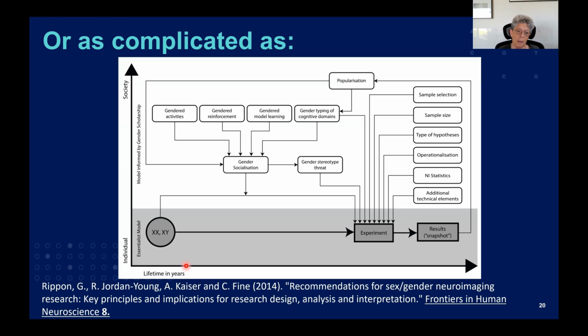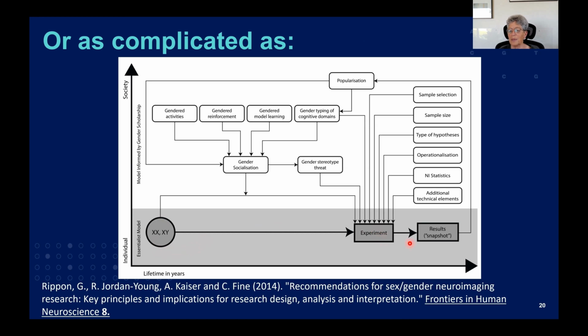Or it can be complicated. In this example from Rippon et al., who made recommendations 10 years ago for gender, sex, and neuroimaging research, they modeled this with the individual graduating into society on the y-axis and lifetime and years on the x-axis. And they point out that the usual study takes place at the level of the individual with a model for what often is called sex. The chromosomes stand in for that. They could be hormones or particular sex-related, sex-frequent molecules.